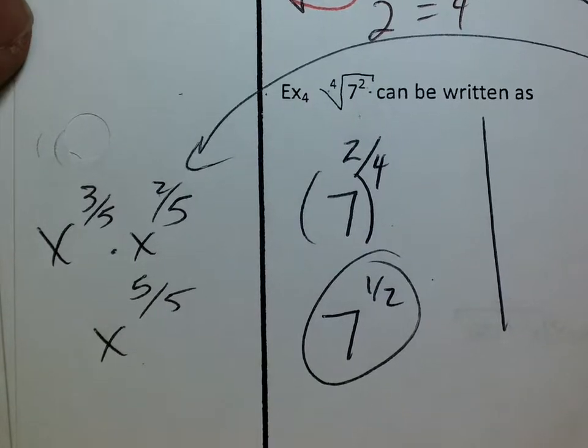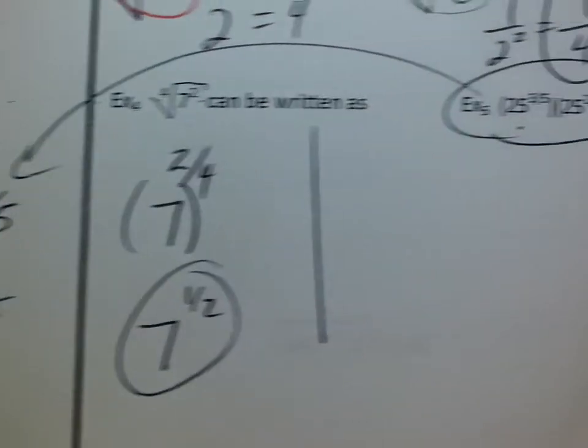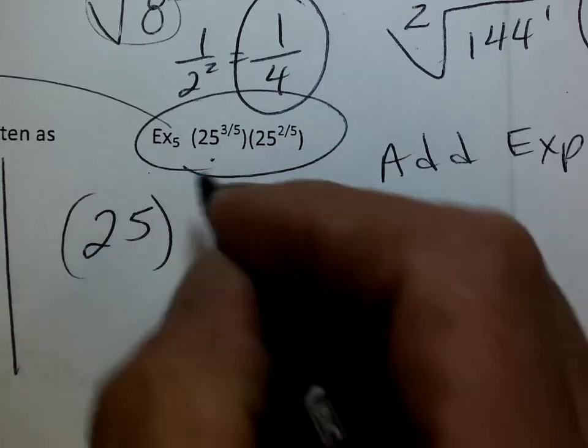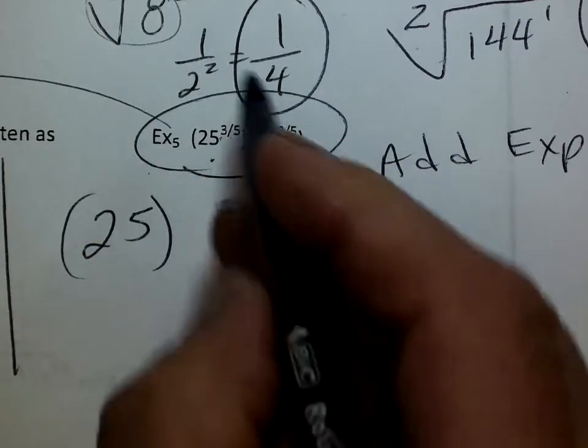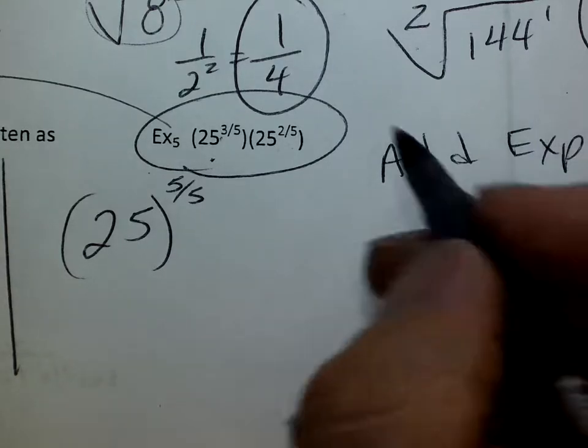So the only difference is instead of x, it's just 25. So that's all, okay? So I'm going to slide this back over. I'm going to have a 25. Add the exponents, 3/5 plus 2/5 is 5/5, right? Which is 25 to the 1 power.